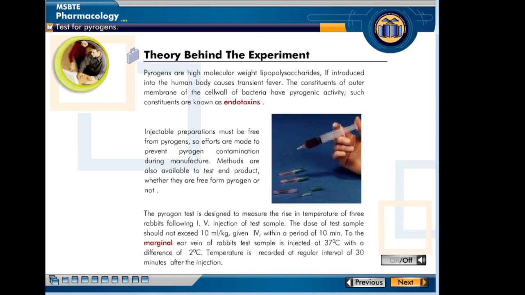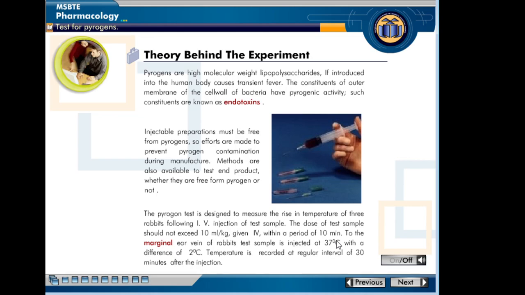Pyrogens are high molecular weight lipopolysaccharides. If introduced into the human body, they cause transient fever. The constituents of the outer membrane of the bacterial cell wall have pyrogenic activity. Such constituents are known as endotoxins. Injectable preparations must be free from pyrogens, so efforts are made to prevent pyrogen contamination during manufacture. Methods are also available to test the end product to check whether it is free from pyrogen or not.